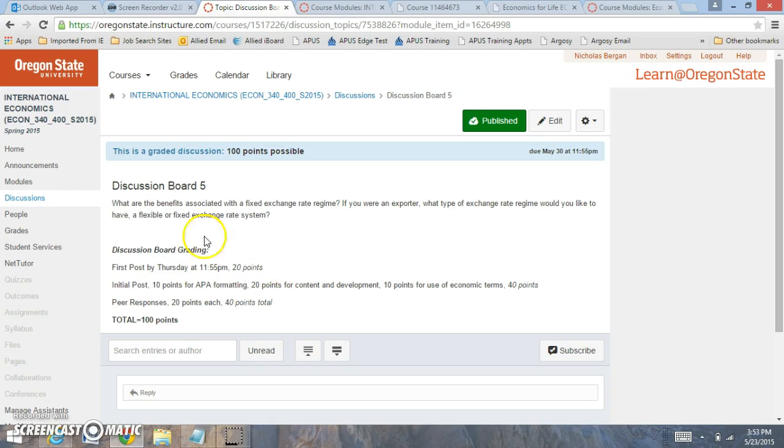Now, for your discussion board, the first post is due by Thursday at 11:59 p.m. That's worth 20 points. Your initial post must have APA formatted in-text citations and references. You are also going to be graded on your content and development in your work, and you need to have 2 peer responses, which will be at least 1 paragraph in length. If you have any questions, please let me know, but I look forward to your effort this week.